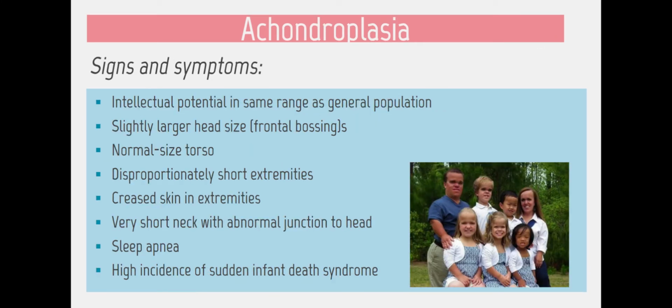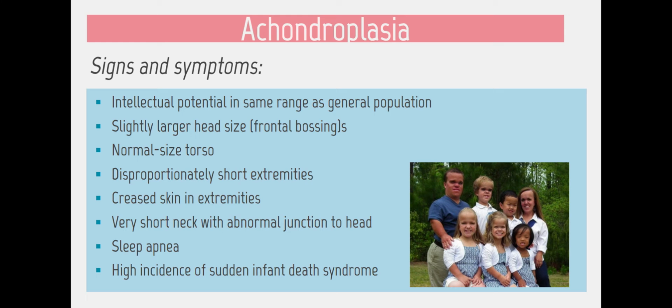Okay, signs and symptoms. Intellectual potential is not really affected unless there's hydrocephalus and it's not treated. But in general, the intelligence ranges are the same as the general population. A slightly larger head size with a bigger forehead is called frontal bossing. A normal sized torso. The long bones of the femur and the humerus are short. There can be creased skin or extra skin in the extremities, a very short neck with an abnormal junction to the head at that bone, the atlas.